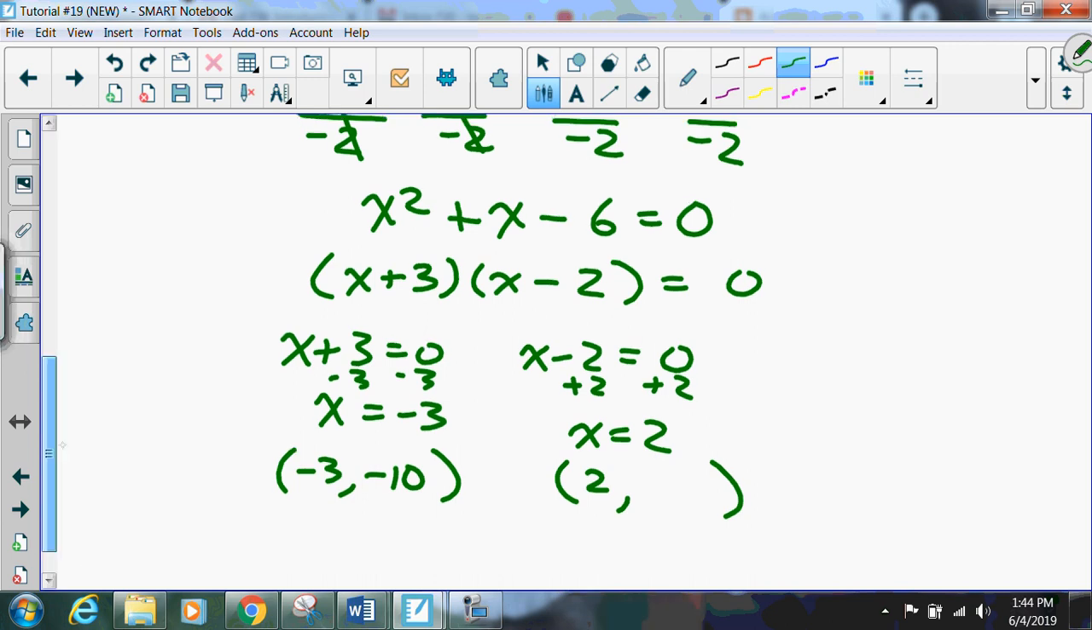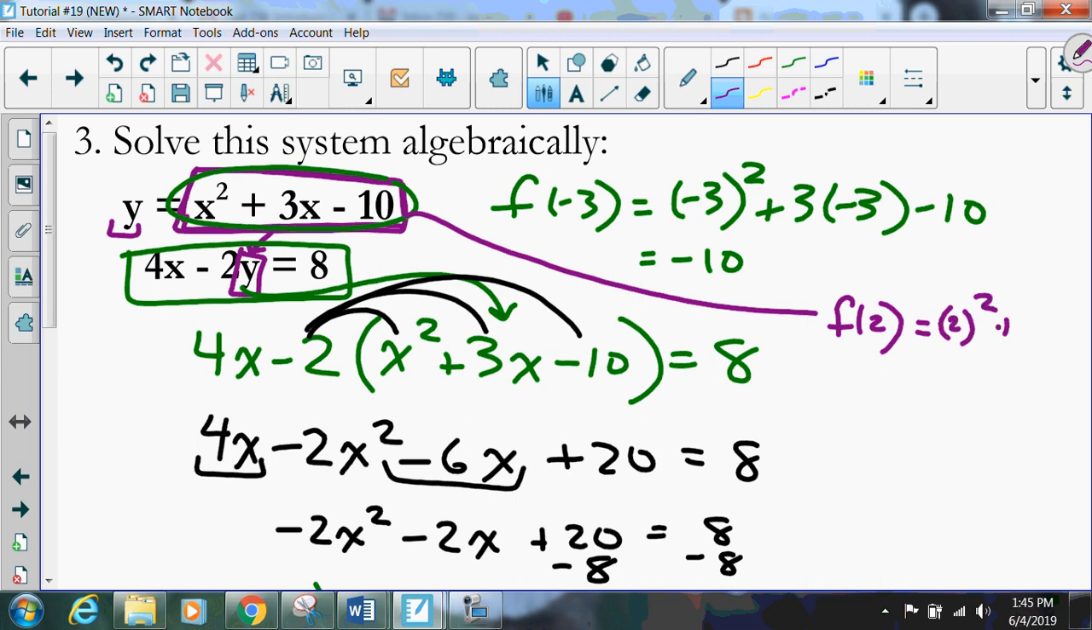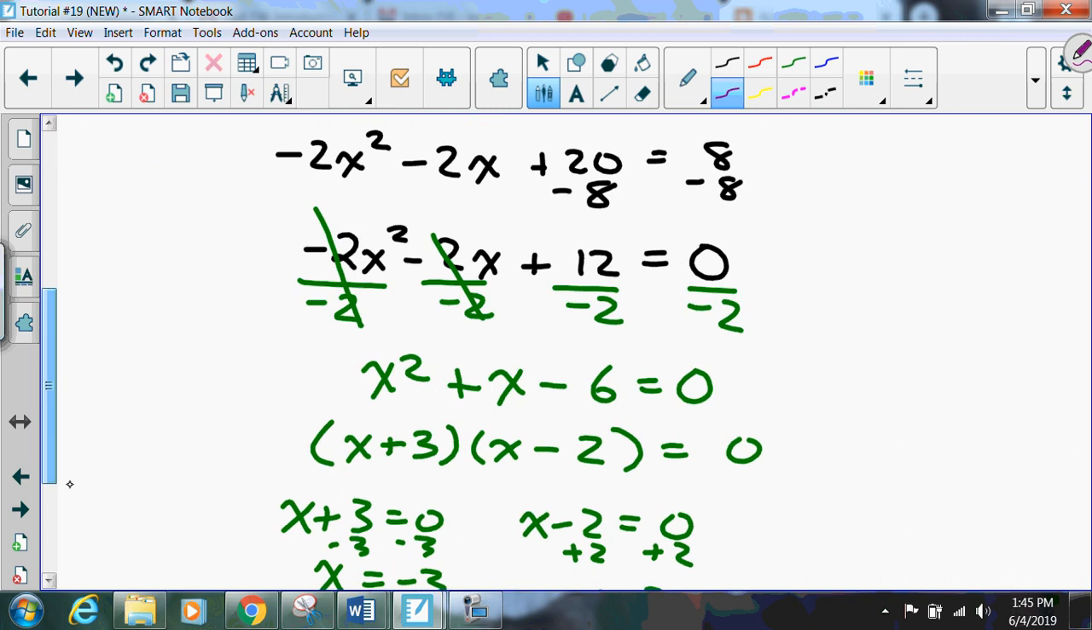And then let's go ahead and find f of 2. So let's switch up a color so we can see what I'm doing. I know that 2 is the x value for one of the solution points, and I'm going to go ahead and find f of 2 to find my other point. All right, let's do this in our heads because I don't have a calculator with me. I've got 4 plus 6 minus 10. Well, 4 plus 6 is 10. 10 minus 10 is 0. So when we plug in 2, we are going to get 0 for y.